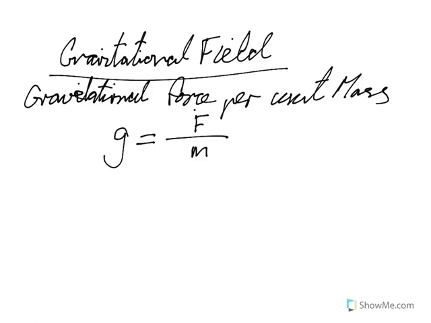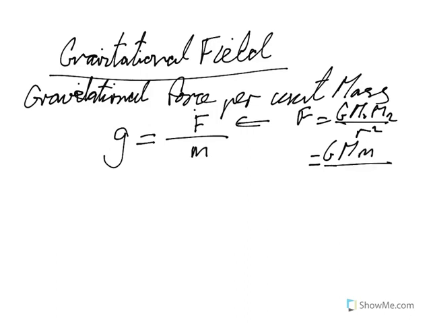Now, this force here, Newton's universal gravitational law, says that the gravitational force is big G m1 m2 on r squared. Now another way that we can write that is big G big M. So big M's the big planet, little m is the thing, over r squared.